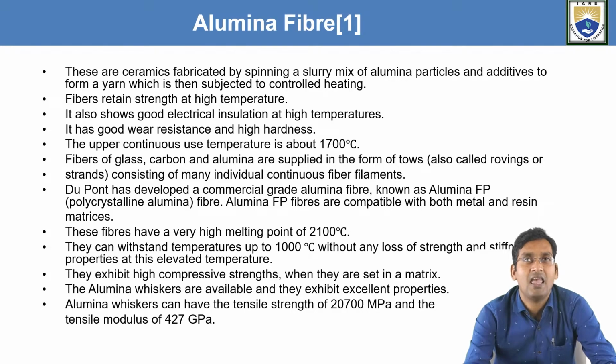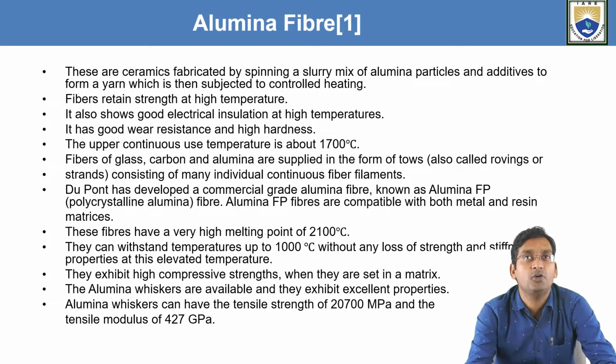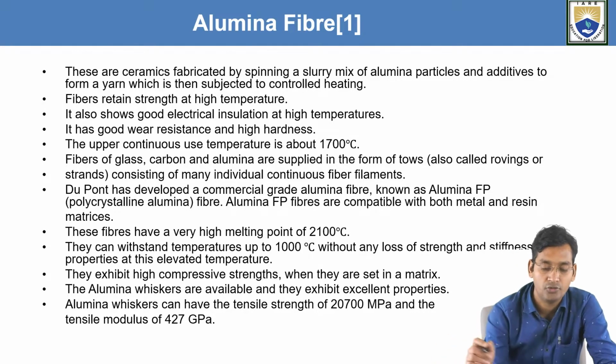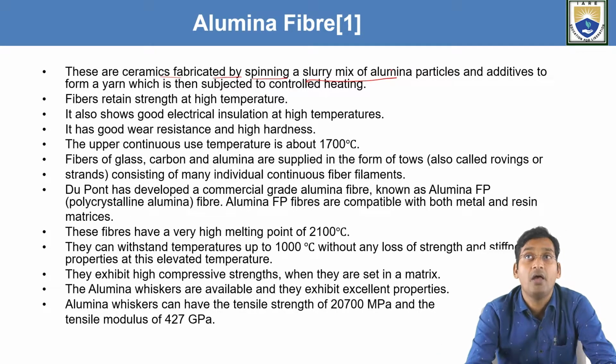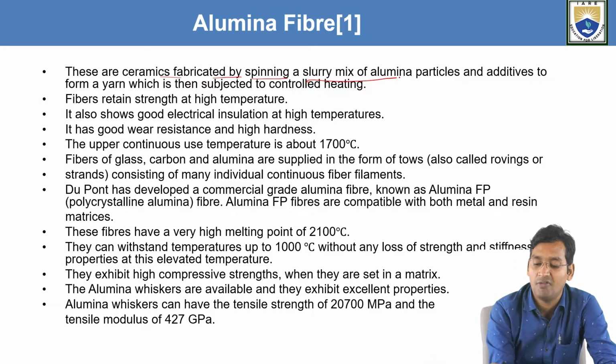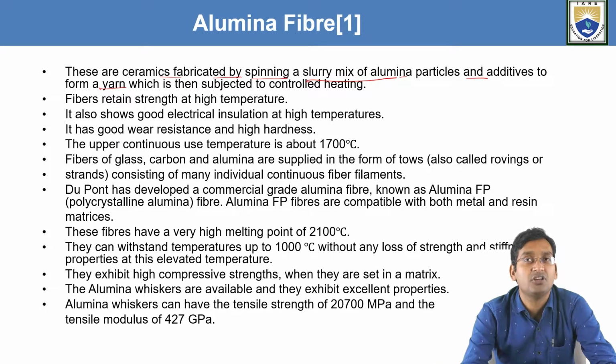Now next is alumina fiber. These are ceramic fibers fabricated by spinning a sludgy mix of alumina particles and additives to form a yarn, which is then subjected to controlled heating. After adding the additive, they form a yarn, and after forming the yarn, it is subjected to controlled heating. By that, the alumina fiber can be produced.